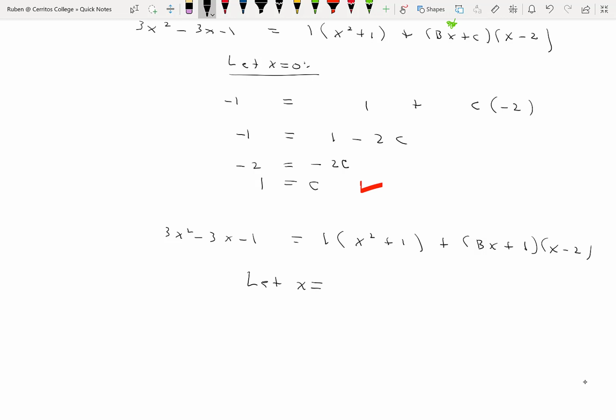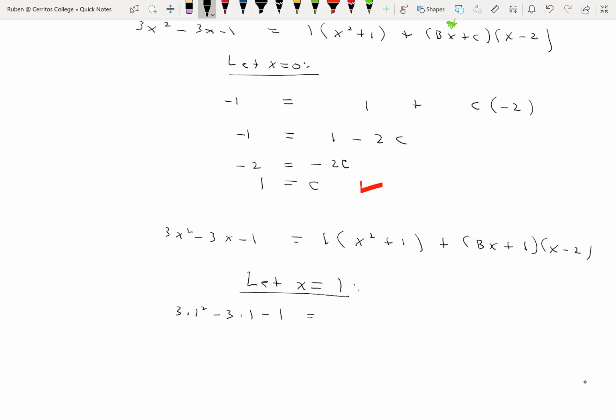How about 1? If I let x equal 1, that will allow me to have a coefficient of b of 1, and I can solve for b right off. So let x equal 1. So I have 3 on both sides. 3 times 1 squared minus 3 times 1 minus 1 on the left.